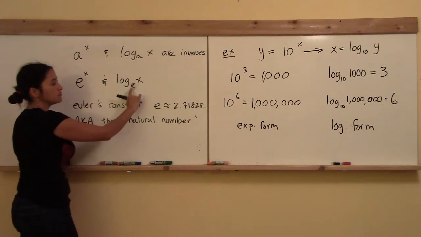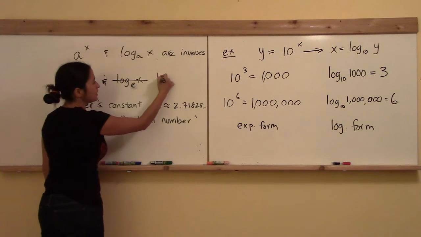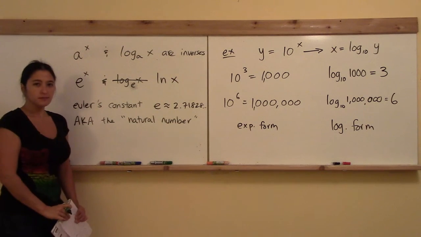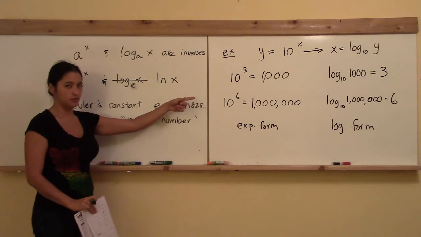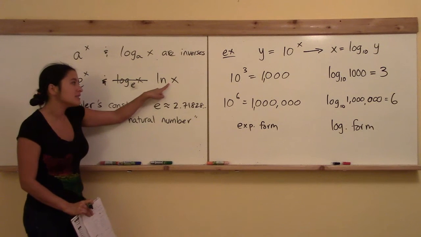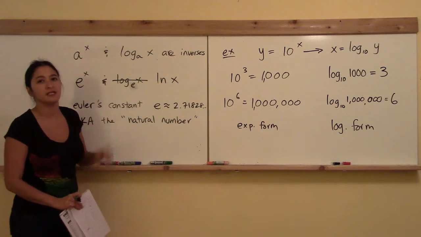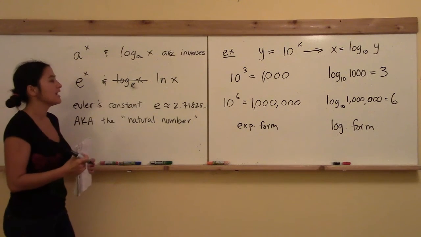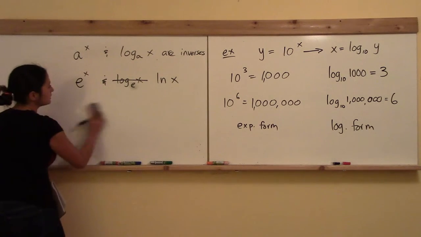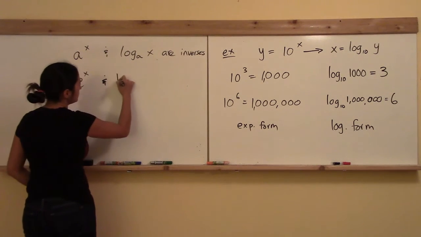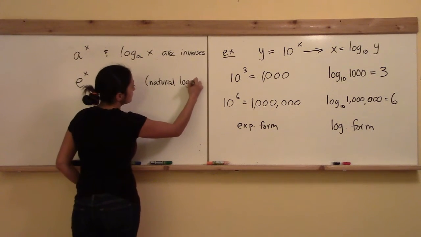I replace the a with the e right here. We don't call it log base e of x, we call it ln of x. Just so you know, if you see ln instead of the normal log, the ln doesn't come with any subscript because it represents the log base e. We call it ln of x, and that's the natural logarithm. So this is e to the x, and its inverse is ln of x, the natural logarithm.